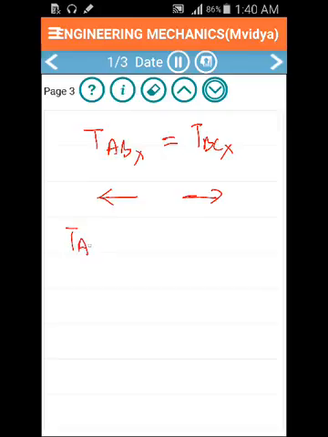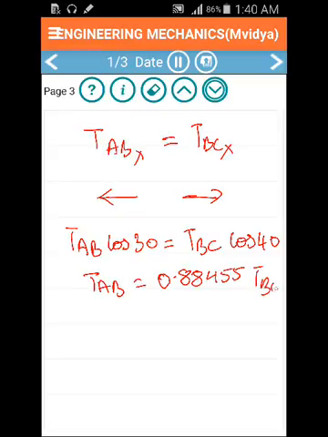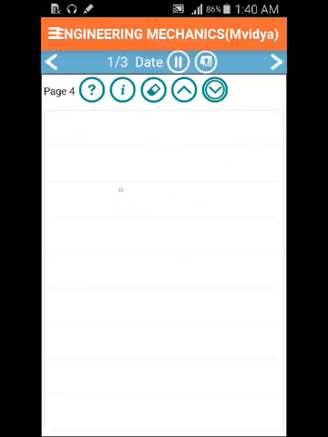So we have TAB cos 30 equal to TBC cos 40. So we get TAB equal to 0.88455 TBC.